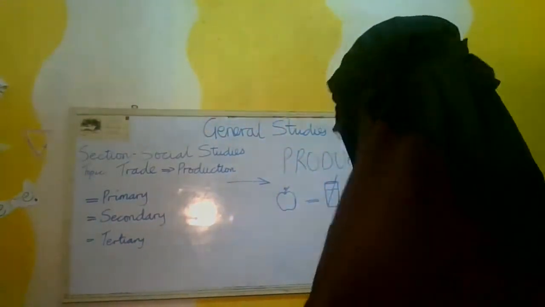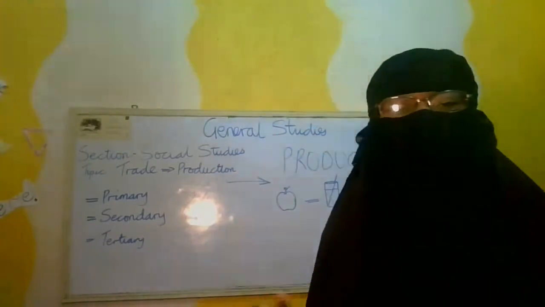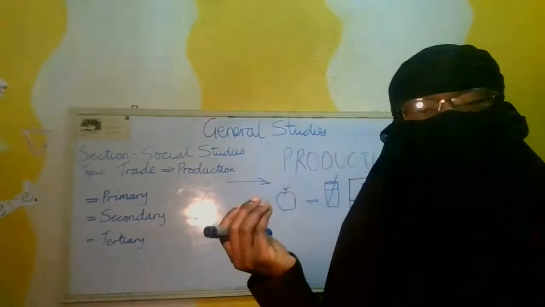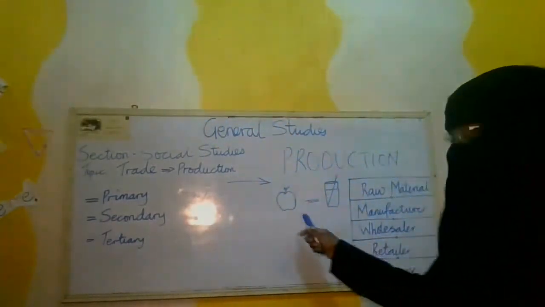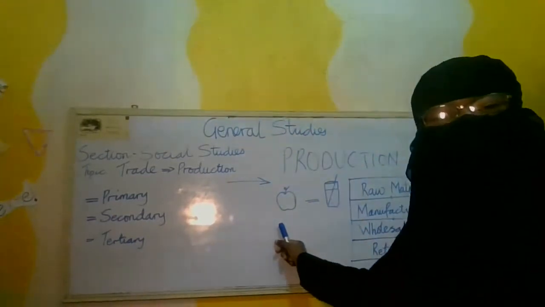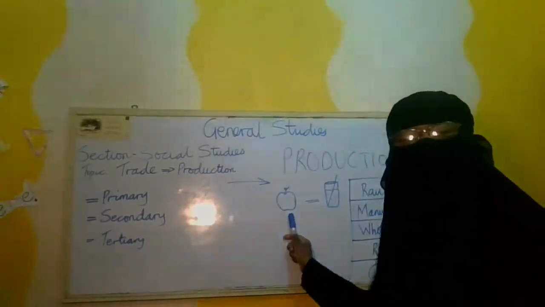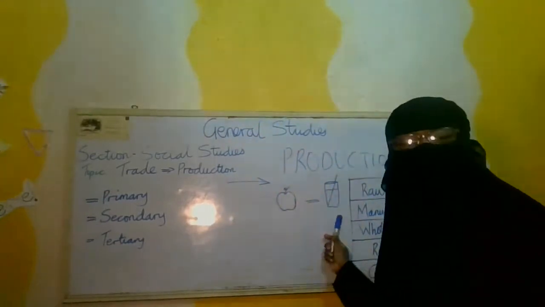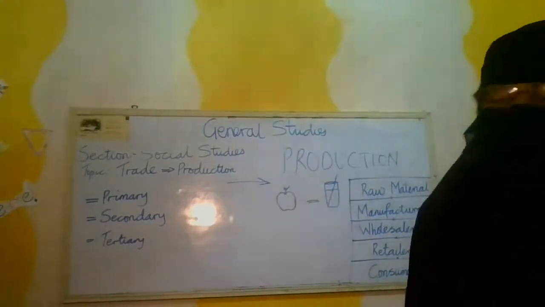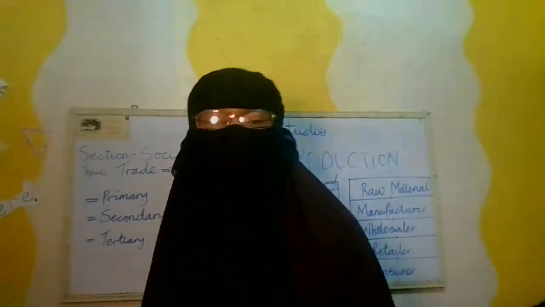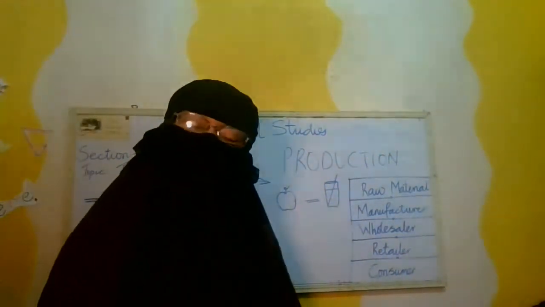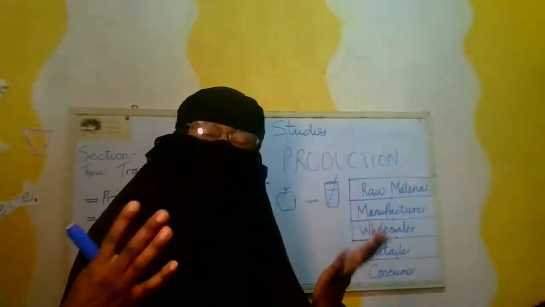Production. What is production? Now I'm going to give you a scenario. Production is actually what turns an apple into apple juice, in simple terms. So the process of turning this apple into apple juice is what? Production. Or turning cocoa into what? Chocolate. Production is the act of turning raw materials into finished products that will be consumed by who? The end users, you and I.